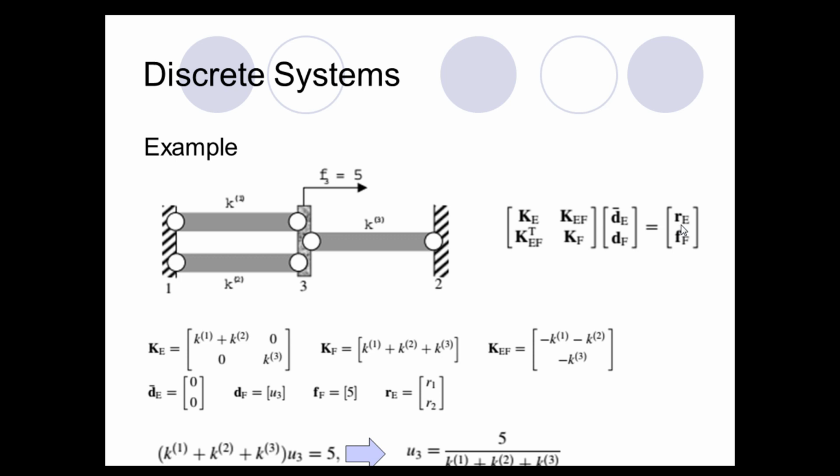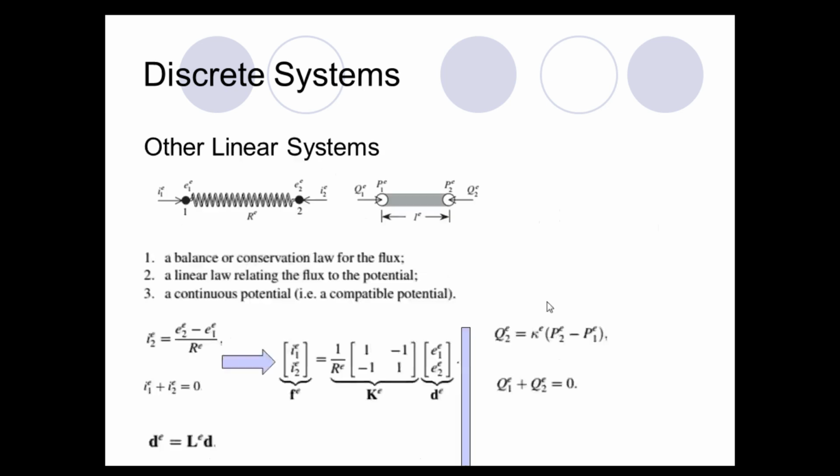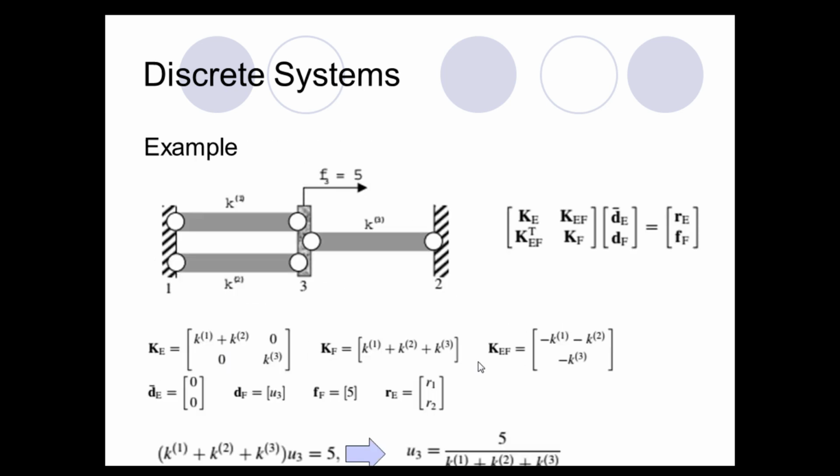As a result, Re is equal to Kef multiplied by U3. Actually, it is minus K1 minus K2 multiplied by 5 divided by K1 plus K2 plus K3 for R1, and for R3 it is minus 5 K3 divided by K1 plus K2 plus K3.